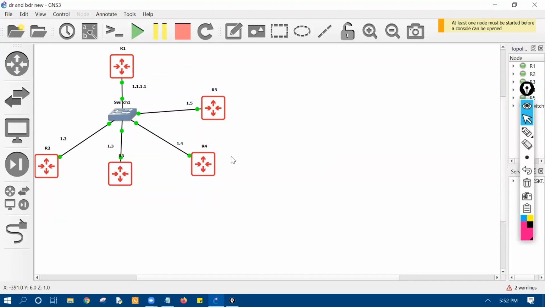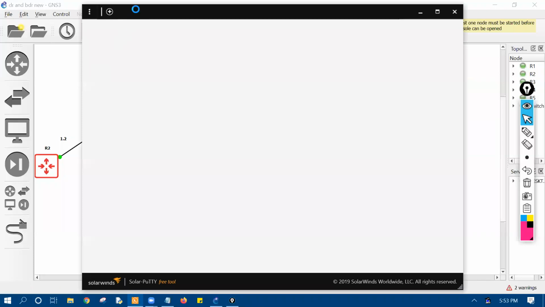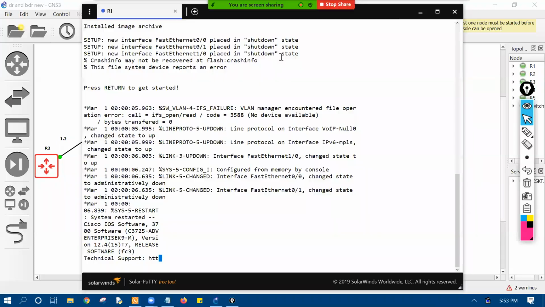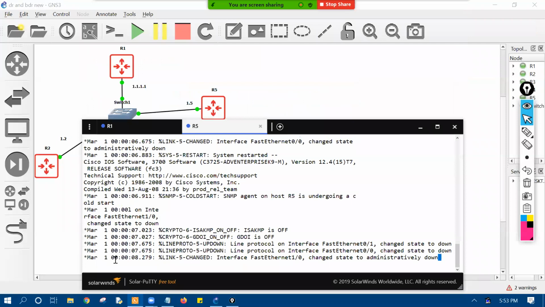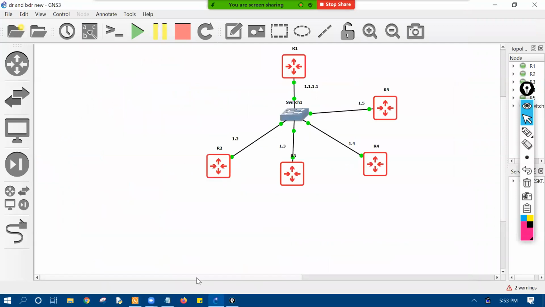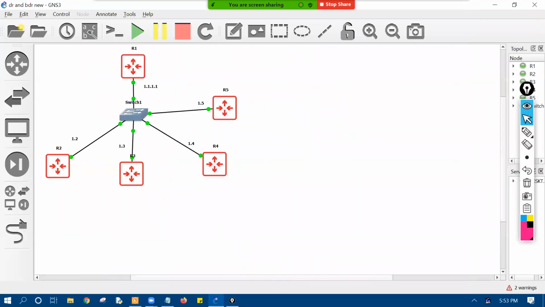So this is my topology, right? How many broadcast domains are there over here? Can anyone tell me how many broadcast domains and how many collision domains there are? How many broadcast domains? How many collision domains?